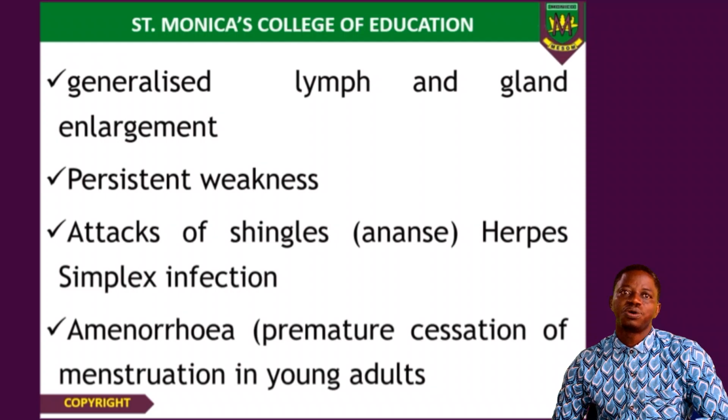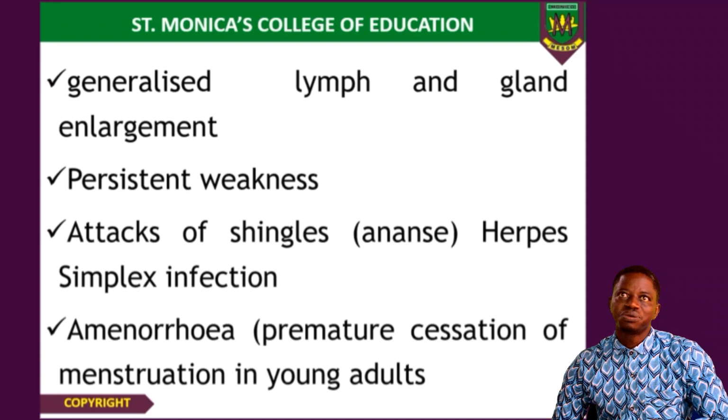And then we also have amenorrhea. Amenorrhea simply means premature cessation of menstruation in young adults. So somebody 20, 25, 30 years, the person is experiencing menopause. This is not normal.